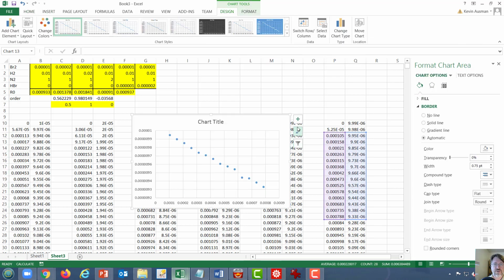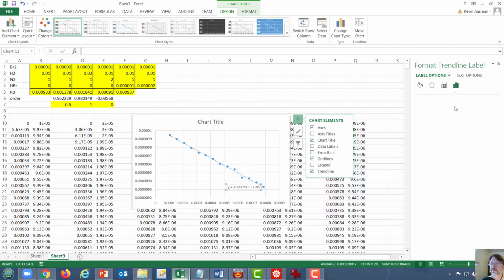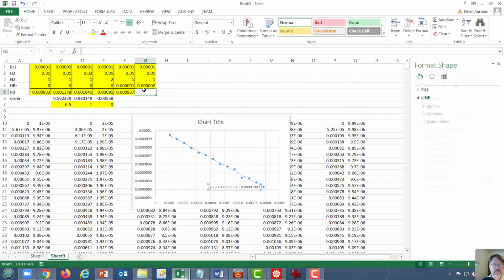Insert chart, scatter chart, trend line, equation on chart, number, 0.00089305. So we are now going to do equals natural log of that divided by that, over the natural log of that divided by that. And we get something that is, again, very close to 0.